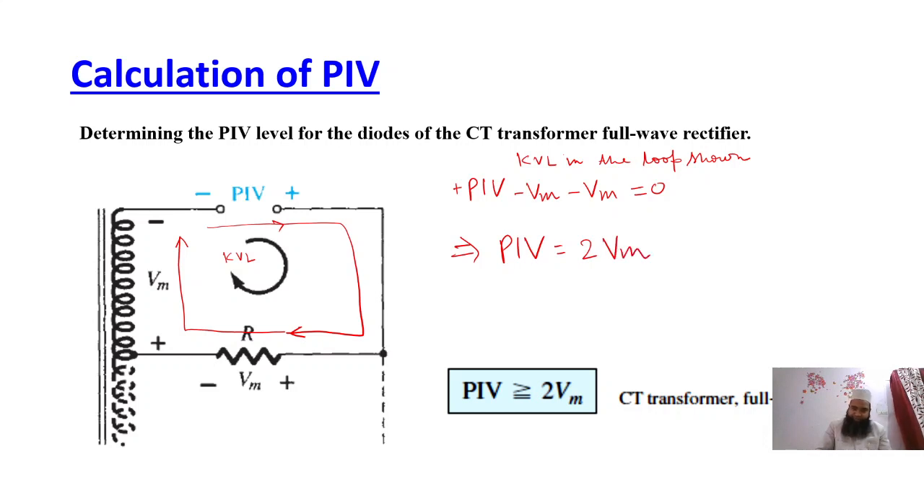2Vm. That is, the peak inverse voltage in the case of a center tap transformer is twice the maximum voltage appearing at the secondary terminal, and the PIV rating of the diode must be equal to twice Vm in a center tap transformer.